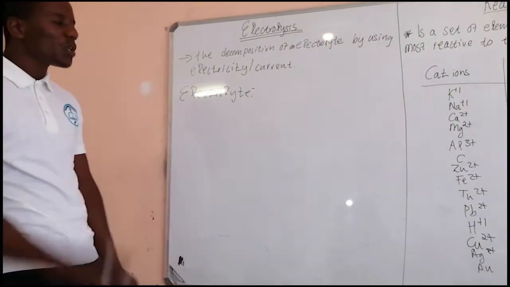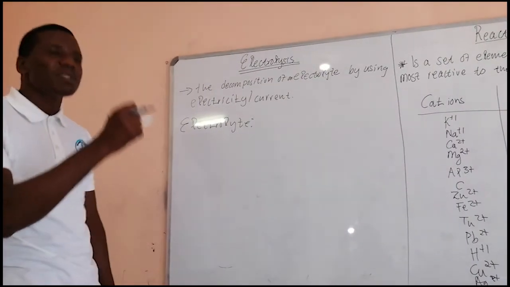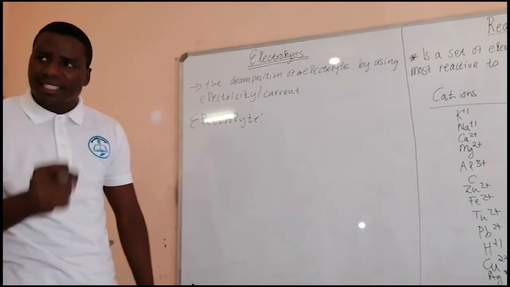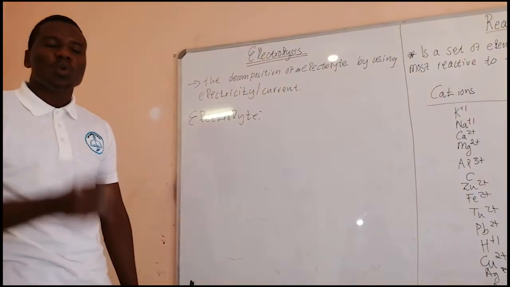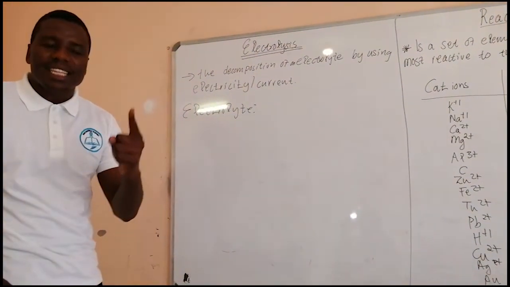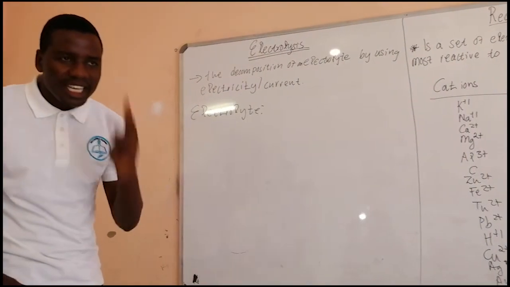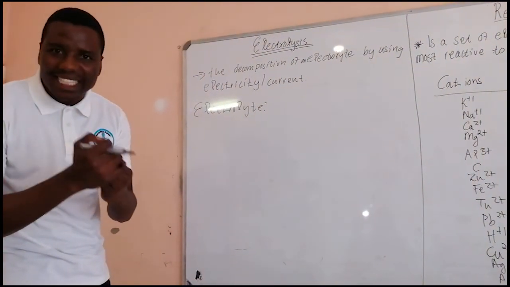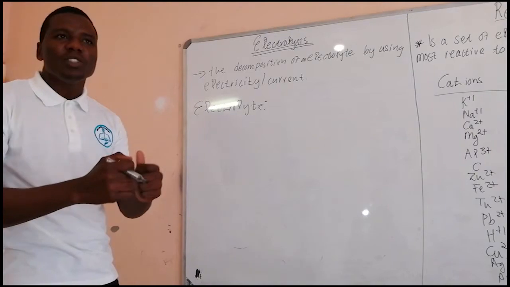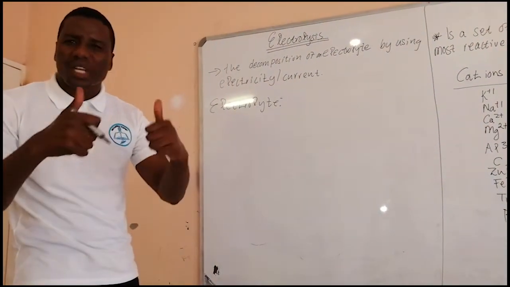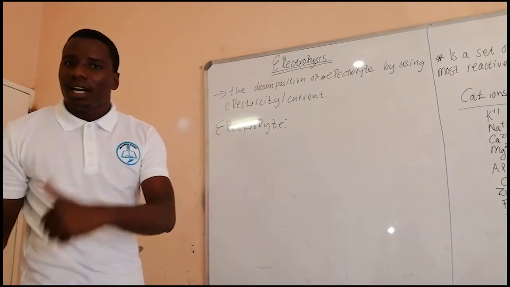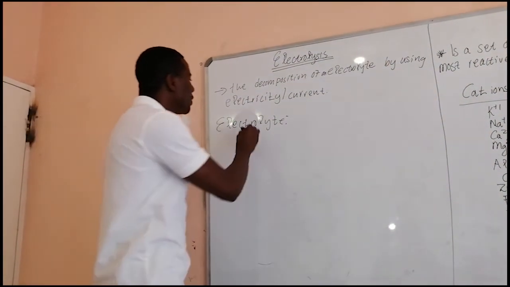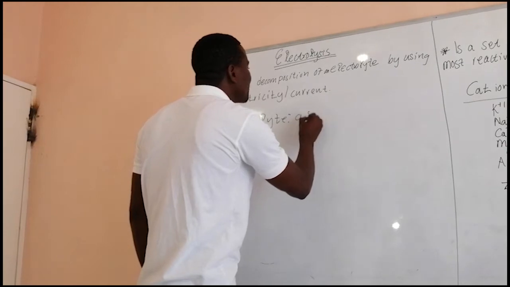Now, an electrolyte, like we said, is a substance that conducts electricity in molten form or in aqueous form. So what does that mean? Anything that is a solid, a liquid, or a gas does not conduct electricity. So for an element or a compound to be able to conduct electricity, it should be in molten form or in aqueous form.